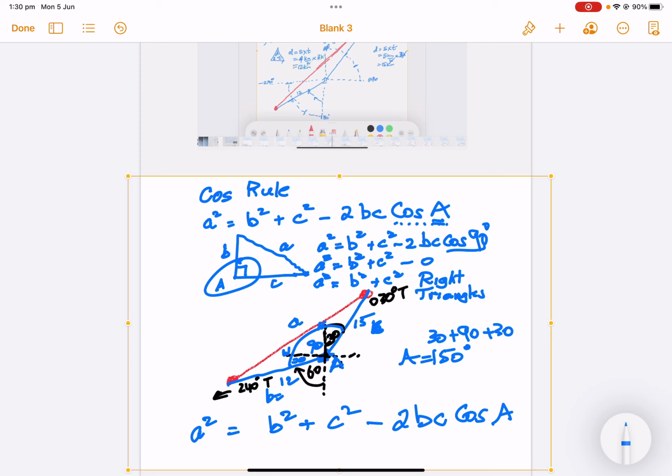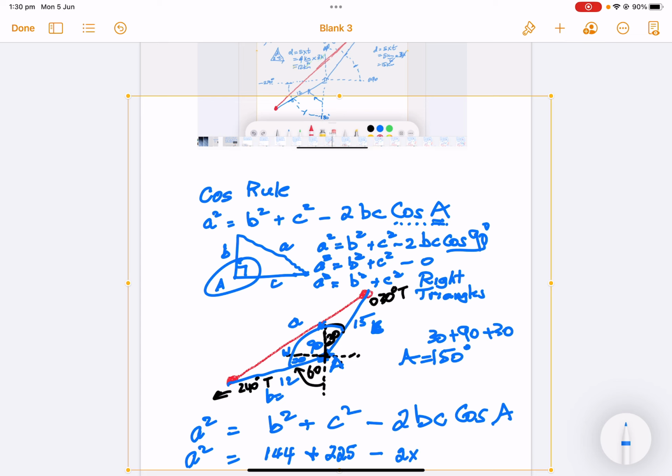And I'm not sure if I'm going to get any space to do this. So a squared equals b squared, 12 squared, which is 144, plus c squared, which is 15 squared. What's 15 squared? 225, is that right? 15 times 15, minus 2 times b times c times cos of 150.